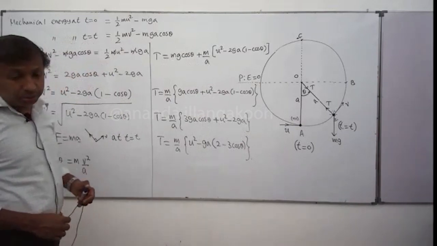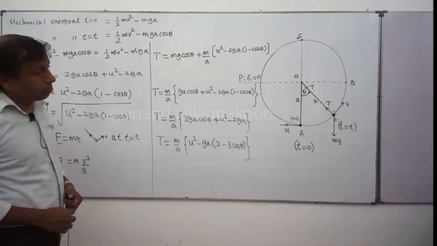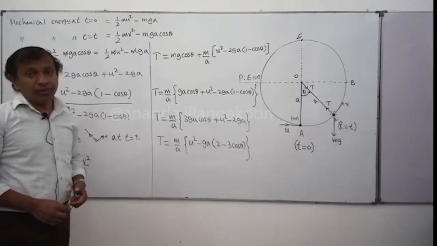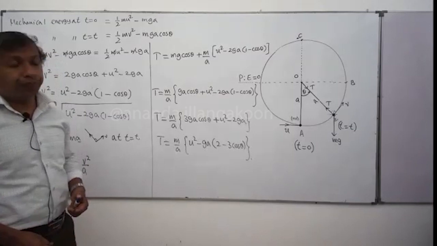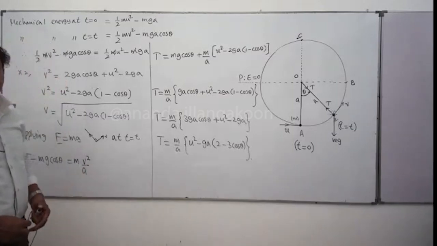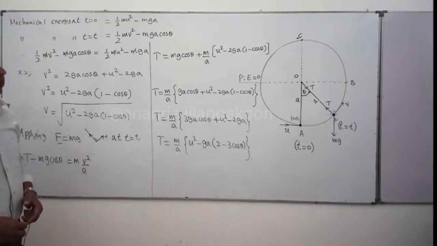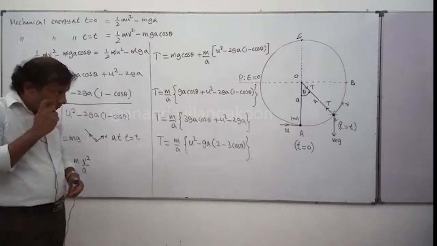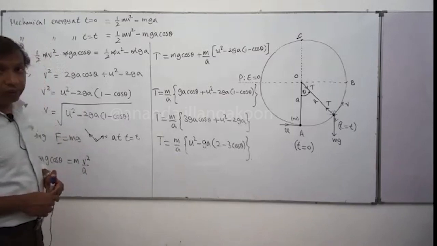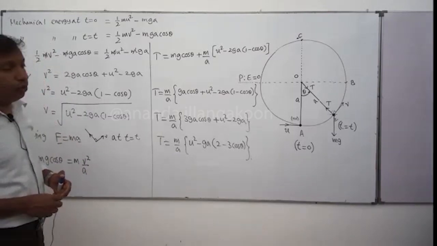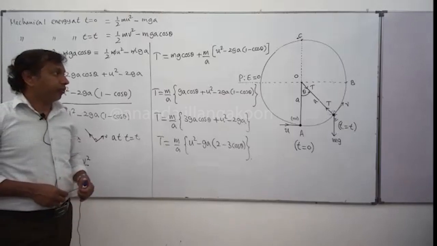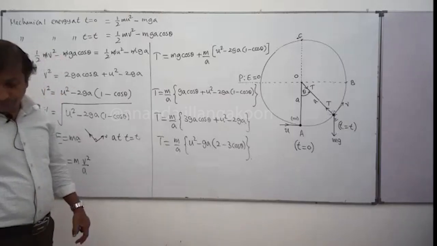This happens when the velocity V becomes 0 while having a value for tension T. Right.